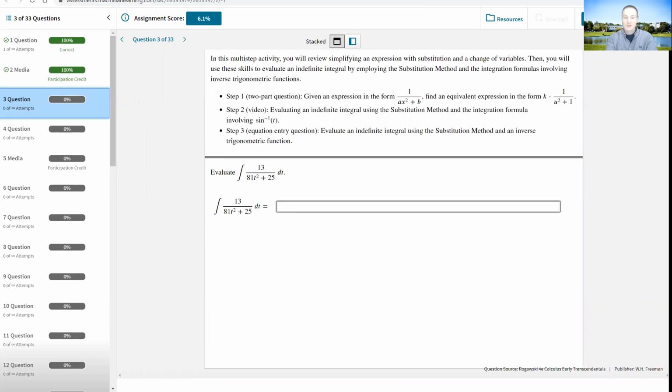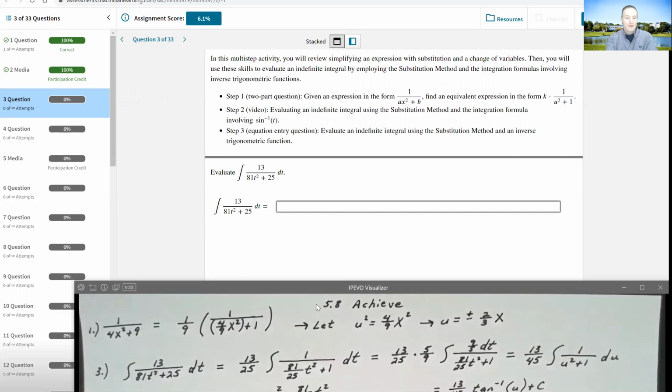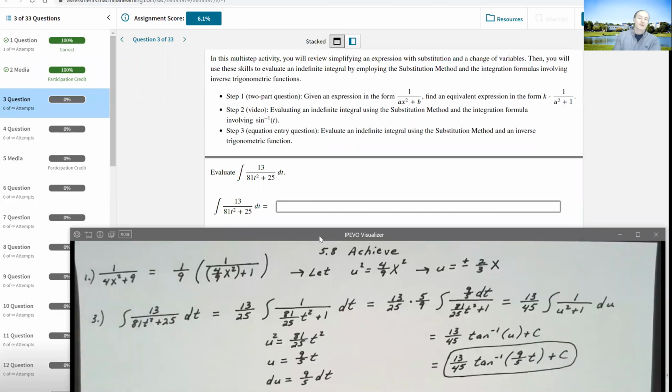The next question, awesome. It's asking us to integrate 13 over 81t squared plus 25 with respect to t. So first thing I have to do is recognize anytime I have a constant divided by a variable squared plus a constant, I'm thinking this is some version of the inverse tangent function. So 1 over t squared plus 1 is the inverse tangent of t. I don't have that, but I have some version of that.